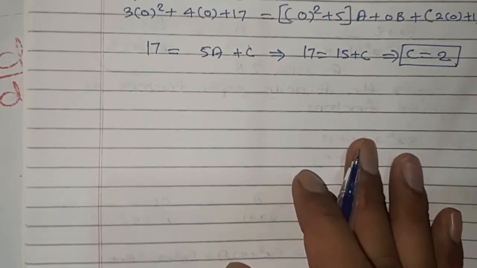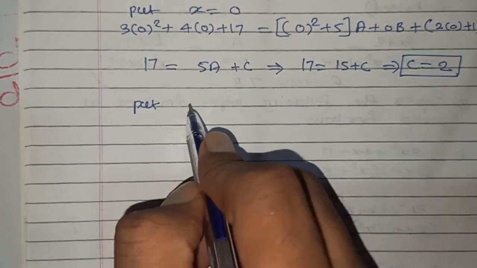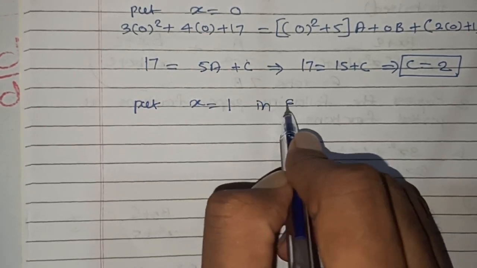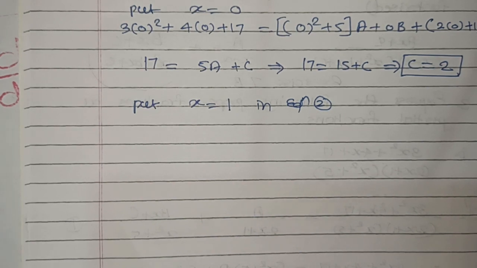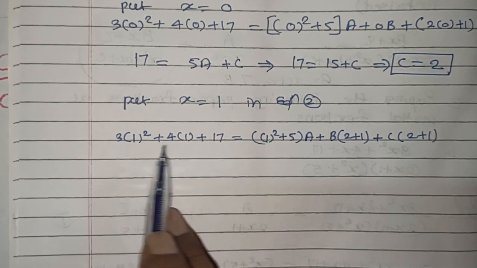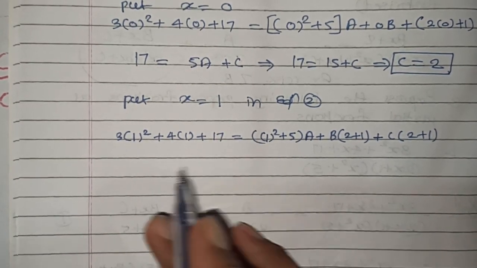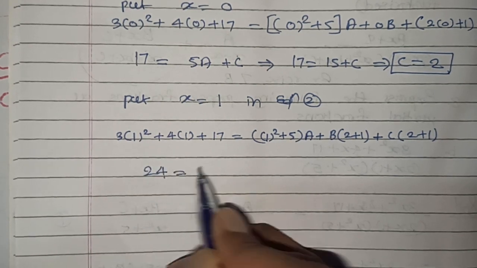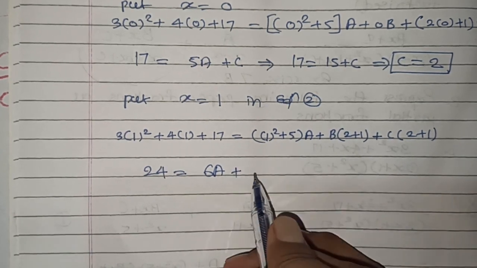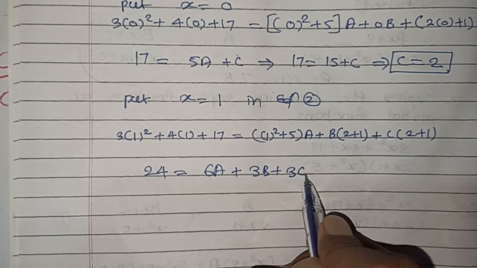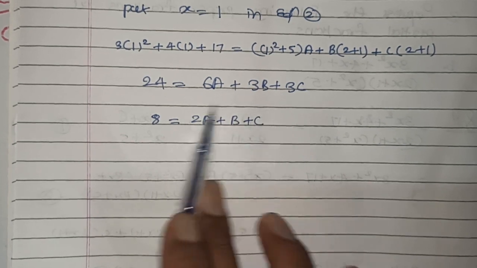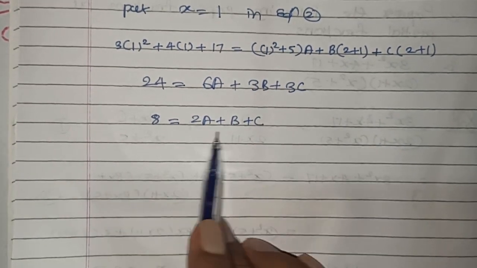Okay. Next we have to find the value of b. So put any convenient value, for this purpose put x equal to 1 in equation number second. After substituting x equal to 1 in left hand side, we get 3 plus 4 plus 17, that is 24, equal to 6a plus 3b plus 3c. So taking 3 common and cancelling, we get 8 equal to 2a plus b plus c.